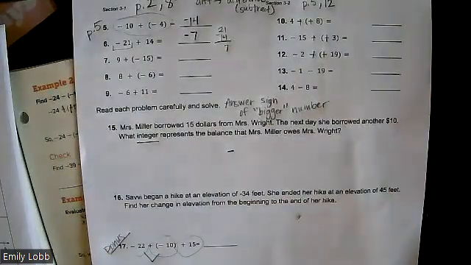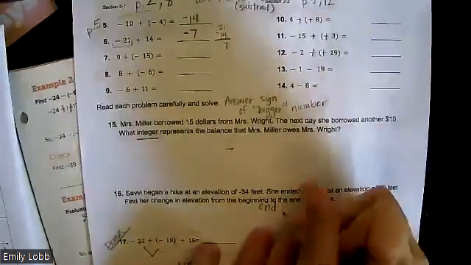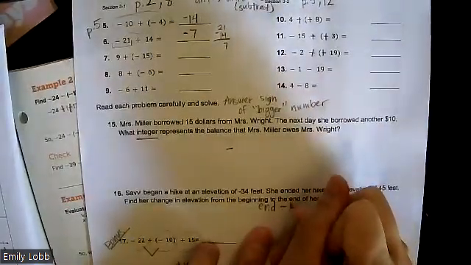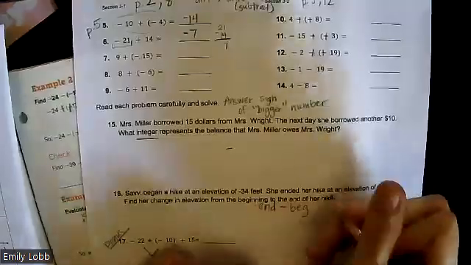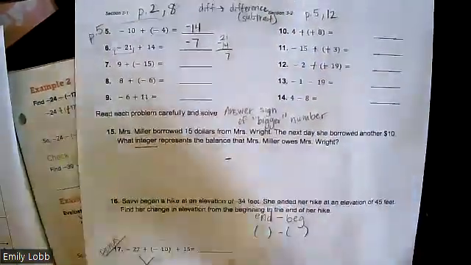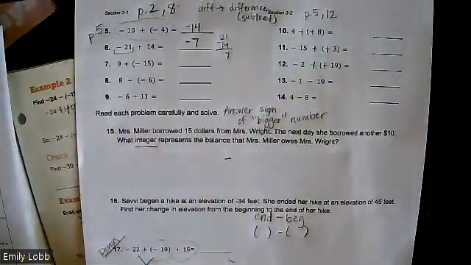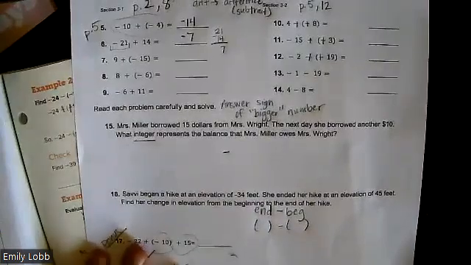Savvy began a hike at an elevation and ended at a higher elevation. Find her change from beginning to the end. So here you might want to write down, I have to take my end and subtract my beginning. So put your ending value and then put your beginning value. Remember, when you subtract a negative, you're really adding. Those are the tricky ones.